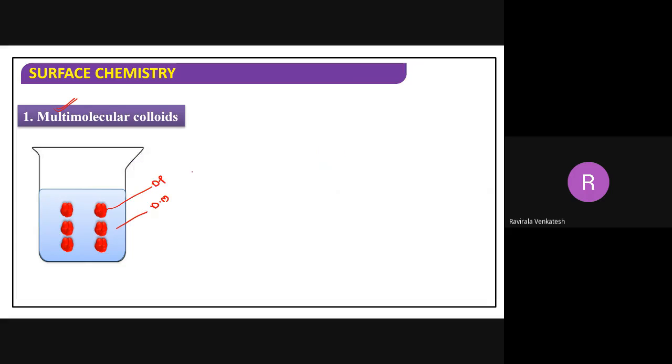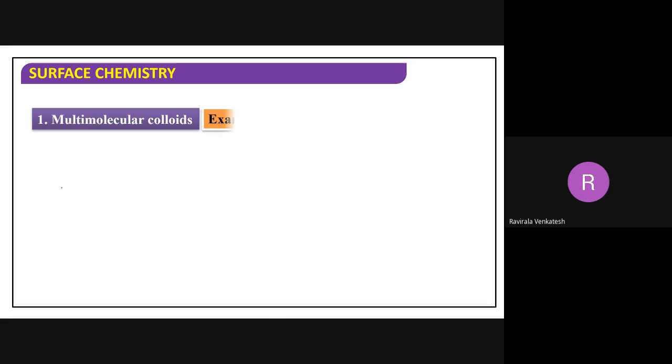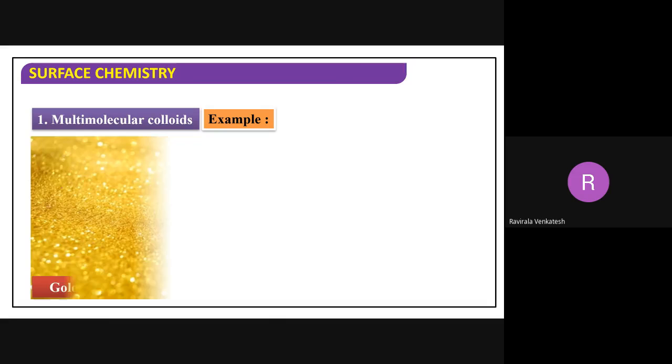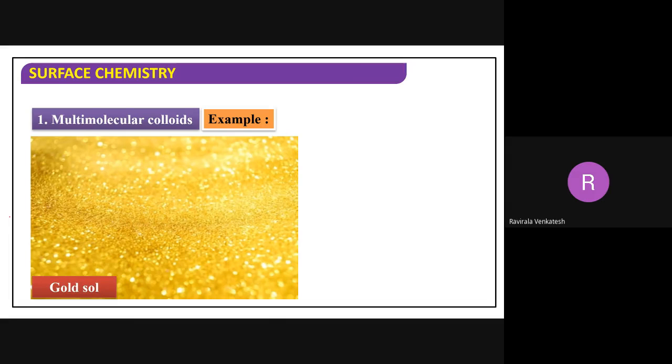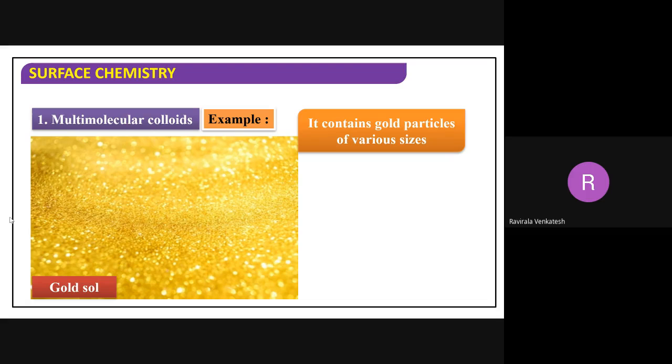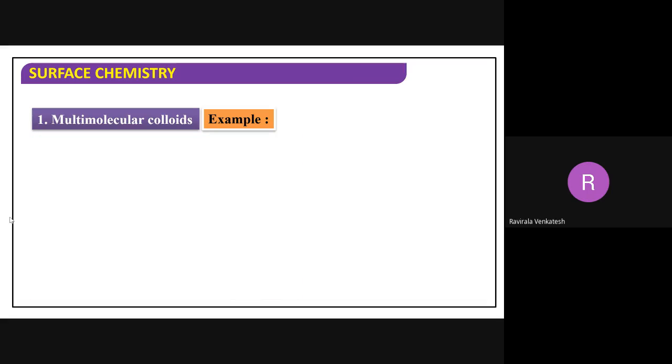If you observe here, these are the small particles. Now they are aggregating, forming large massive particles. This type of thing comes under multi-molecular colloids. For example, take gold sol. To make it into a colloid, the gold particles aggregate with each other and form massive gold particles. That is the reason it comes under multi-molecular colloids. It contains gold particles of various sizes because of aggregation.